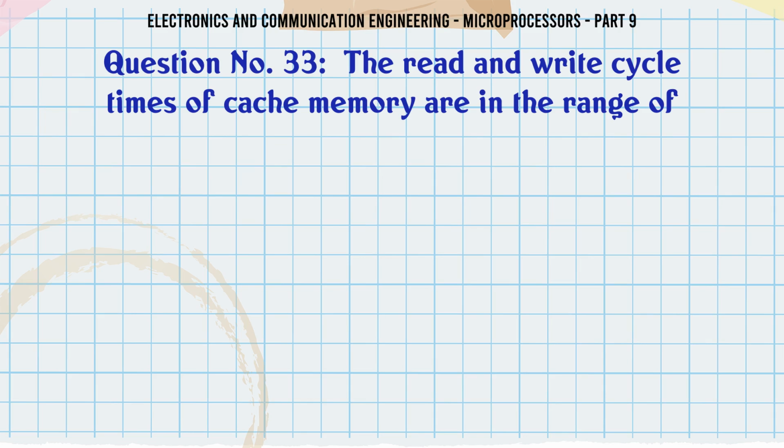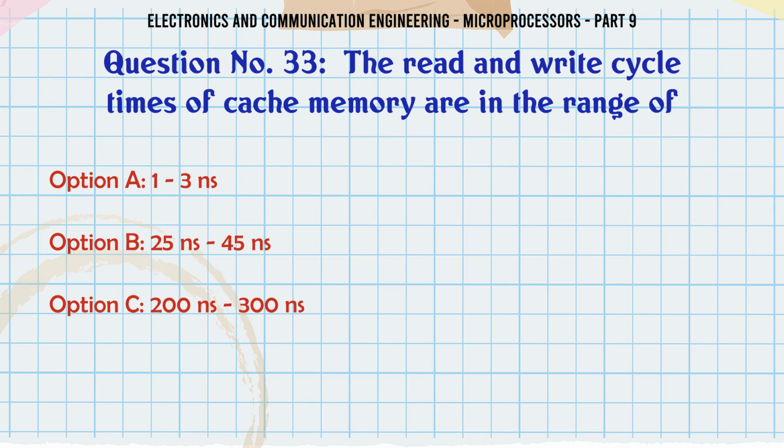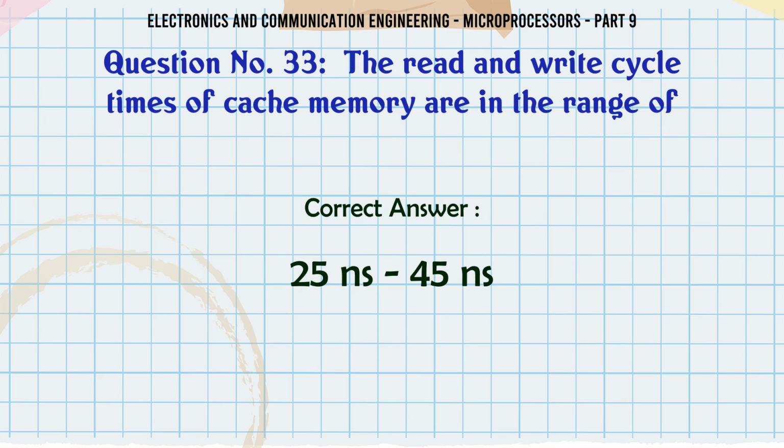The read and write cycle times of cache memory are in the range of A. 13 ns, B. 25 ns to 45 ns, C. 200 ns to 300 ns, D. 1 s. The correct answer is 25 ns to 45 ns.